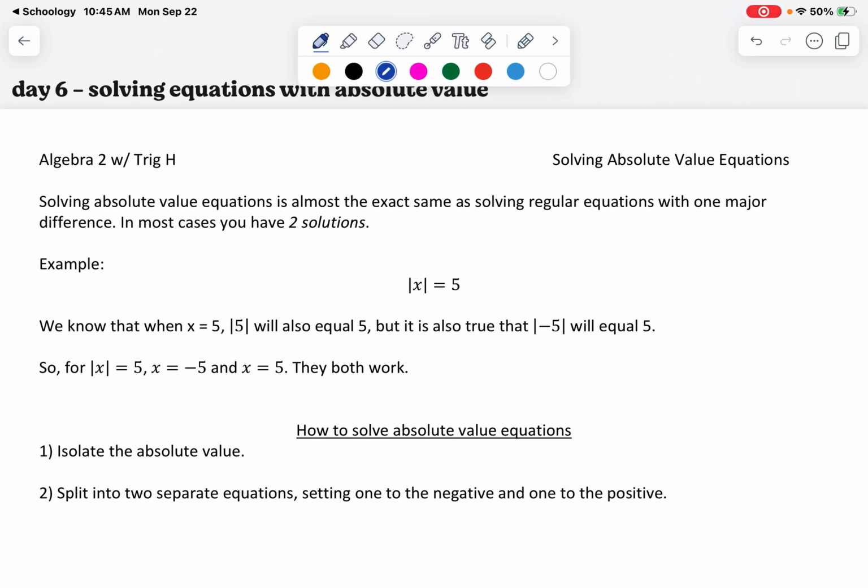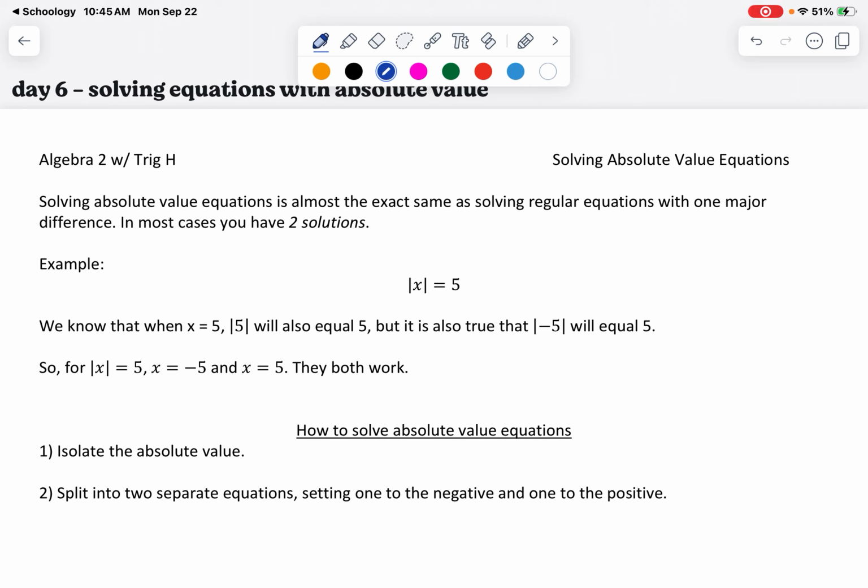All right, this is the video on solving absolute value equations. So first, a little bit about absolute value equations. Solving absolute value equations is almost the exact same thing as solving regular equations with one major difference. In most cases, you'll have two solutions.